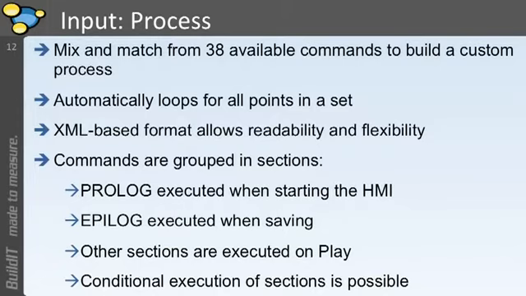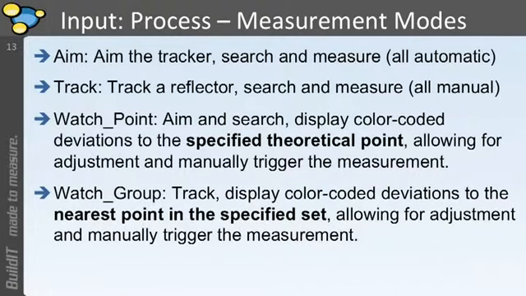Now, although the process file is sort of a top-down kind of process, some conditional execution of sections is also possible. So we had the ability to have some variations within even the same process, depending on external conditions or different choices or cases that the operator had to measure. If they wanted to measure only a subset, for example, of the whole process, they could do that as well.